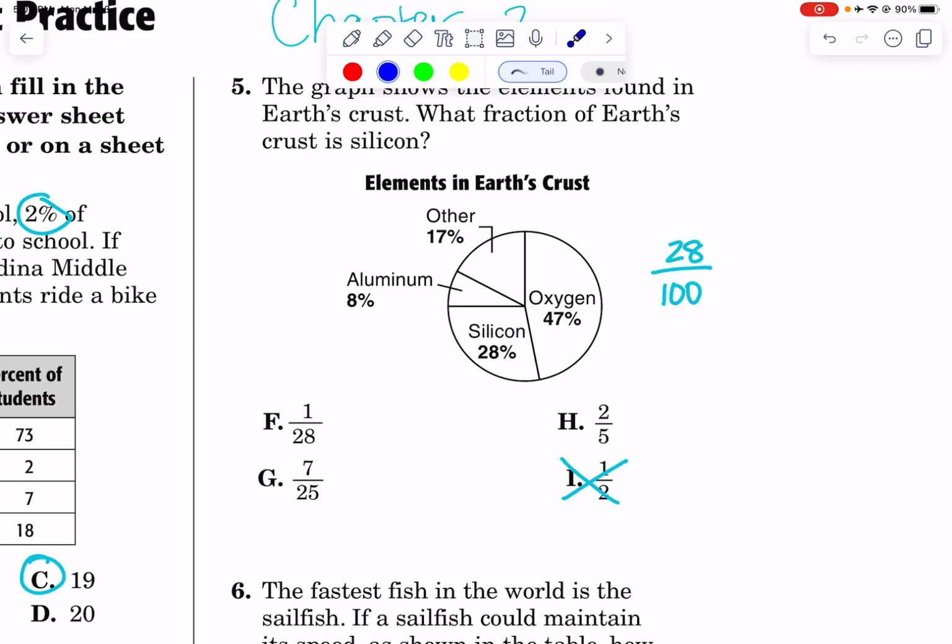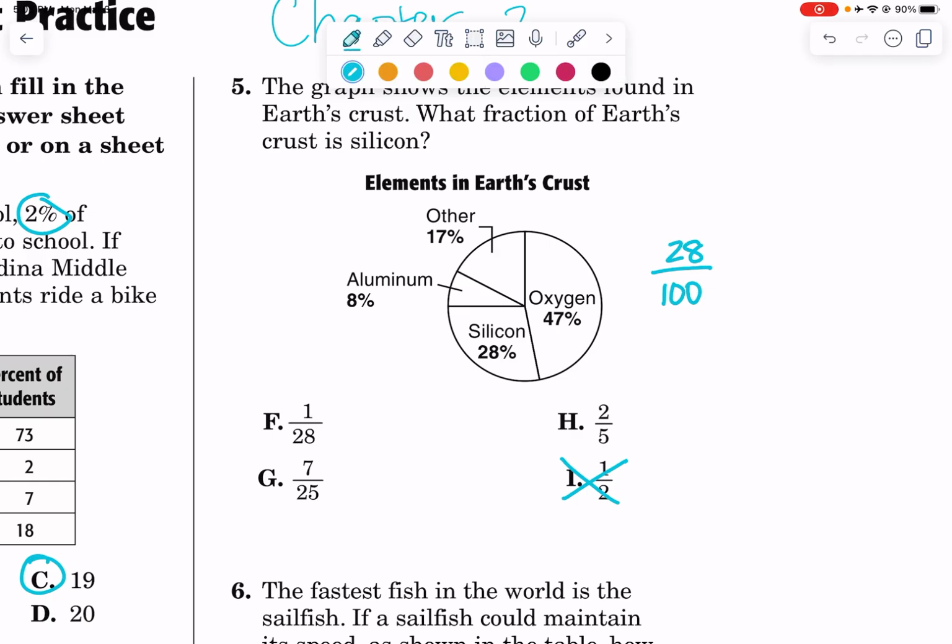28% means out of 100, 28 per 100. So 28 out of 100 is our fraction. Again, that's not one of the choices. Let's simplify. What can we divide 28 and 100 by? Well, I know we could divide by 2 because these are even numbers. 28 and 100 are both even numbers. They end with even numbers or 0.